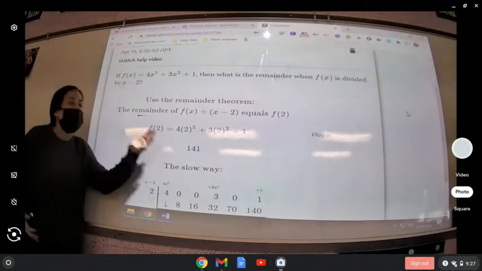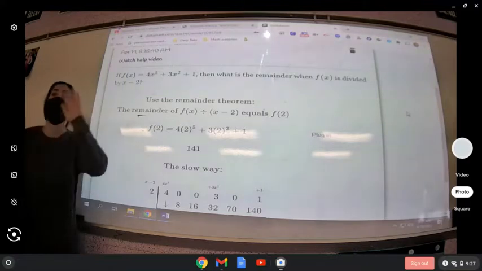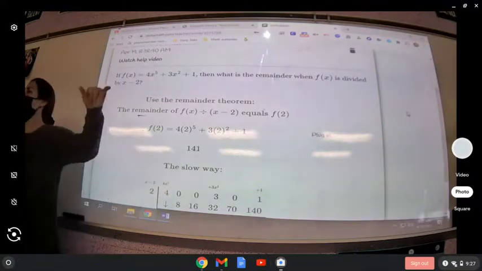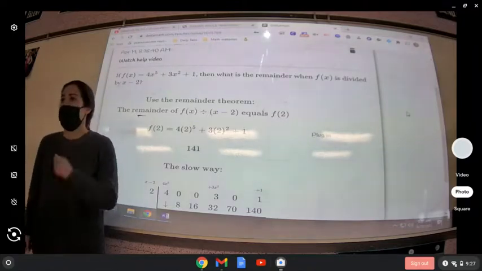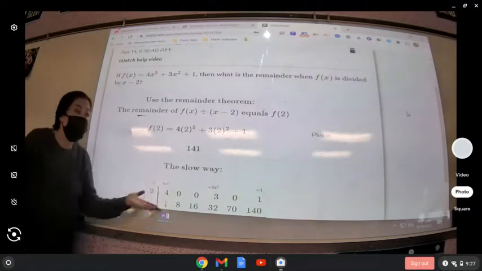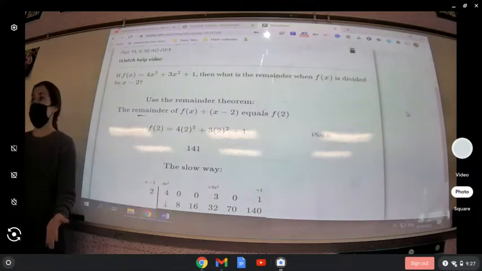All right? So the easiest way to do tonight's homework is to use that remainder theorem. Just plug that number in, let your calculator do all the heavy lifting, and you'll get the remainder that way. But again, there's nothing wrong with doing synthetic. It's just going to take more time.